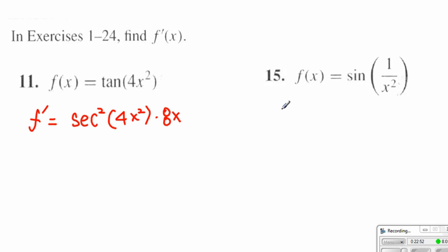That's it. How about number 15? F prime becomes the derivative of sine, which becomes cosine, of the inside value as it is.